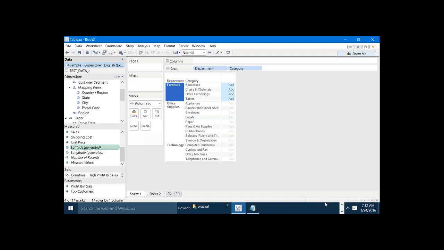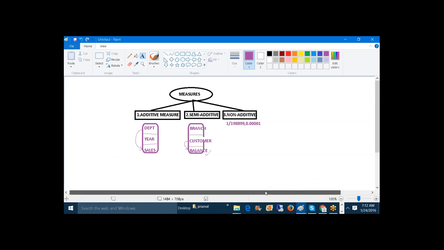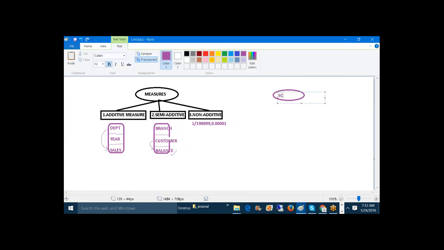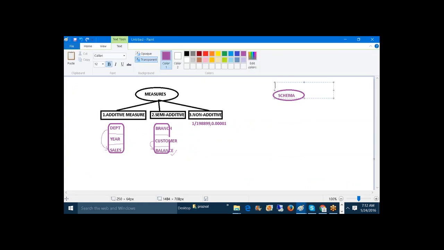Finally, in the data warehouse, the arrangement of the dimensions and the measures is known as a schema. The schema can be built with the help of dimensional modeling. So how can we build the schema in the data warehouse with dimensional modeling?